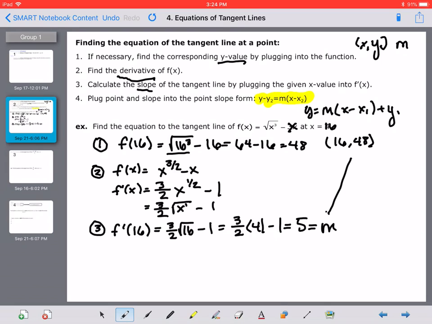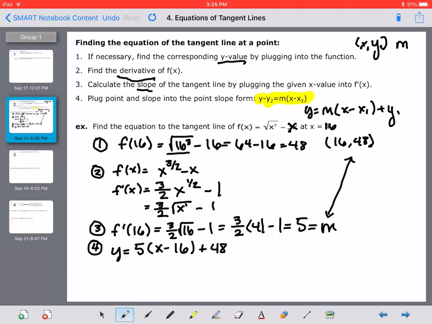So between the point and the slope that we found within this process, we're now able to do step 4, which is to actually write the equation of the tangent line. And all we're going to do is plug in the m and the point into that formula up top. So y equals my slope, which was 5, x minus 16 plus 48. Now, if you want to simplify that, you can. However, that's the best form for calculus for a whole bunch of different reasons that we'll see down the line. But you can leave your answer like that. You don't have to simplify it.